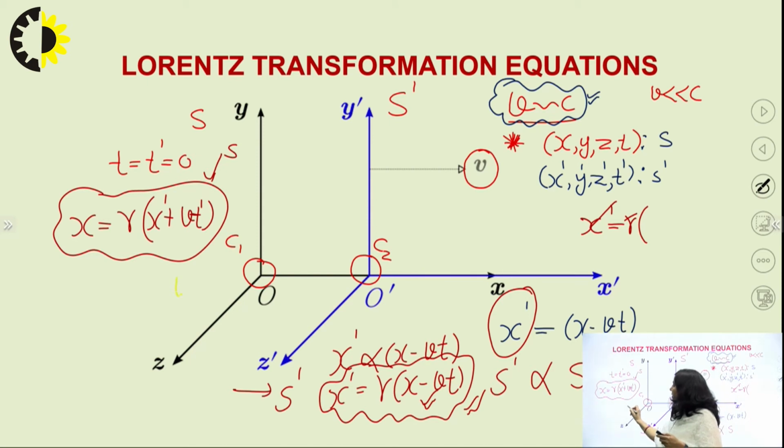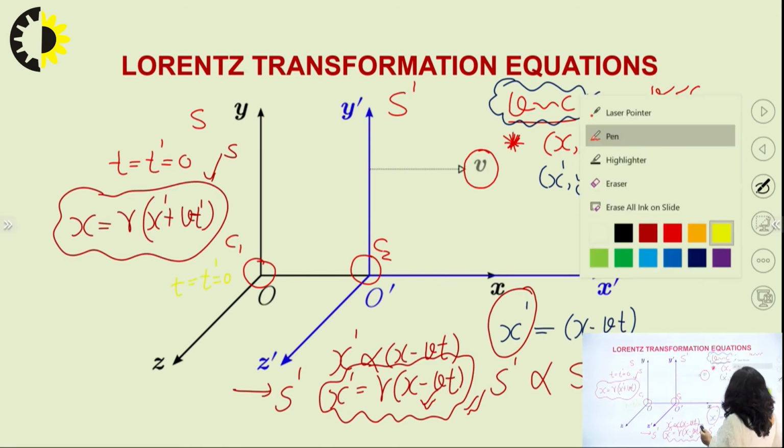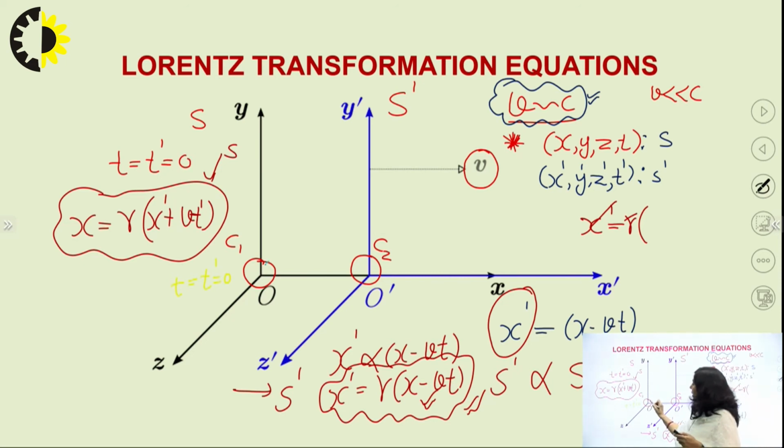Initially, when t and t dash equal 0, you know O and O dash both are overlapping, both are present at the same position. At that point, suppose you have a light source here. When both the frames are overlapping, you have a light source at this particular position, at O or O dash. Then that light source will give you the light radiations.